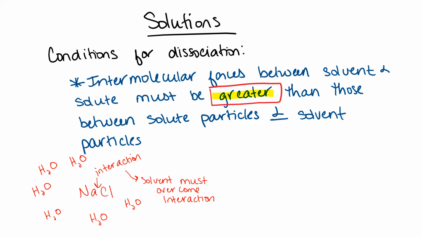And ultimately, when this happens, the water can pull apart the sodium and the chloride because of its dipole charge corresponding with the positively charged sodium and the negatively charged chloride ions. But keep in mind that no matter what, if something cannot overcome these interactions, if something cannot make sure that the solvent will be pulled apart and the solute will be pulled apart and that they will interact with one another, then something will not dissociate.